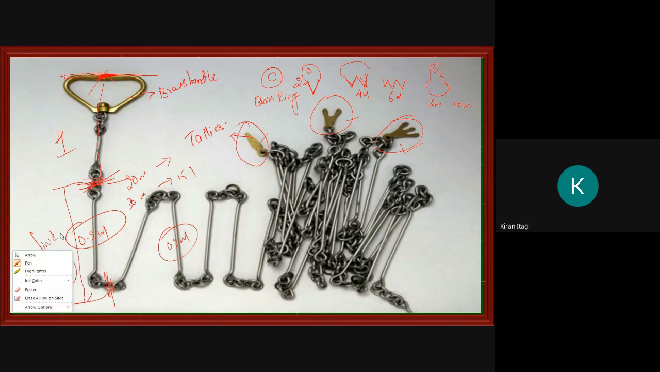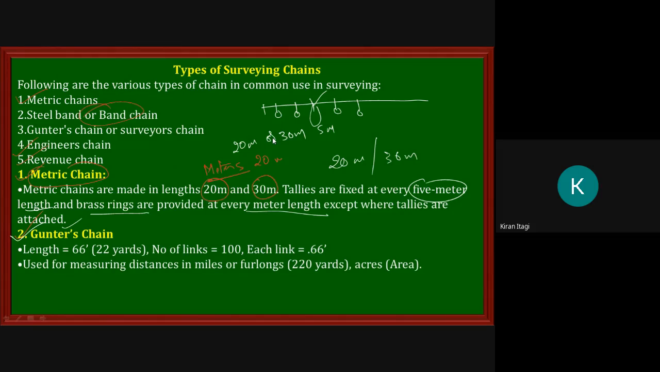So like this, and these tallies will represent the length. Okay. So every time you can't count the links, how many links we have gone through. But by seeing the tallies directly, we can come to know that okay, I have measured this much meter. So these are some representations.